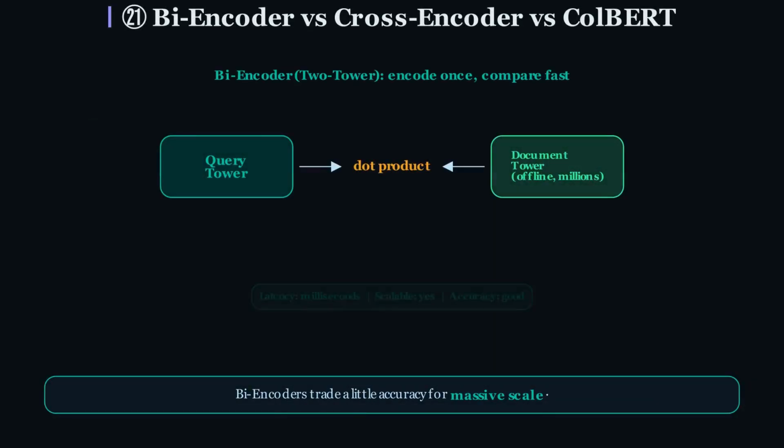The bi-encoder, or two-tower model, encodes queries and documents completely independently. Millions of document vectors are indexed offline. At query time, only the query passes through its tower. Then a dot product against the index gives millisecond results. But compressing a whole document into one vector loses fine-grained detail.